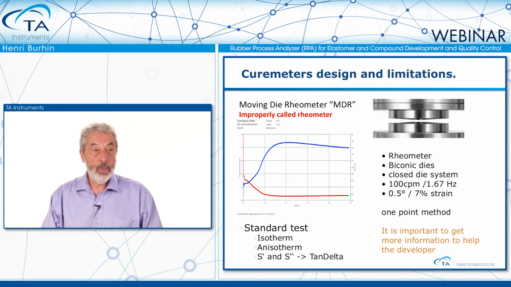The standard test which is run with this instrument is isothermal cure or could be non-isothermal cure. The design of the MDR would provide the value of in-phase torque and out-of-phase torque, and therefore tangent delta, which gives more information about the compound characteristic. But again, this is a one-point method, and it is important to get more information to help the developer to understand their compound.